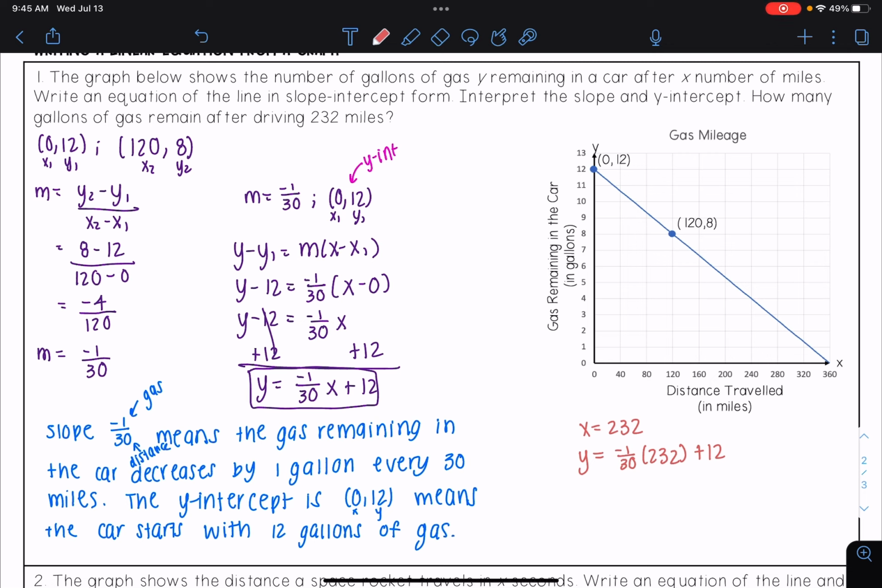And now doing 232 times negative 1 over 30, I have negative 232 over 30 plus 12. And when you go ahead and put that into your calculator, you should get approximately 4.3.